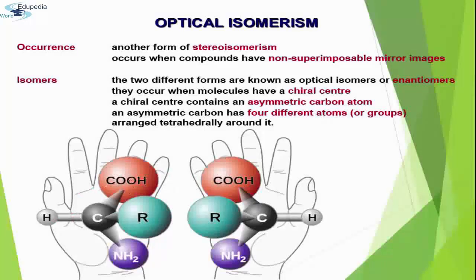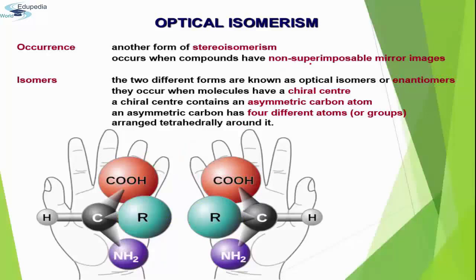As you can clearly see, the carboxylic group COOH and this COOH, they are mirror images. R and R alkyl group are mirror images. NH2 amide group, they are mirror images. Then hydrogen. This compound is the mirror image of this compound and this compound is the mirror image of this compound. So these two are mirror images of each other.